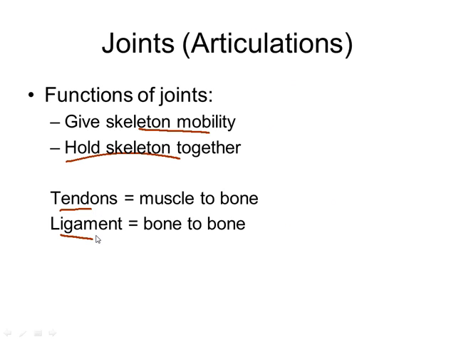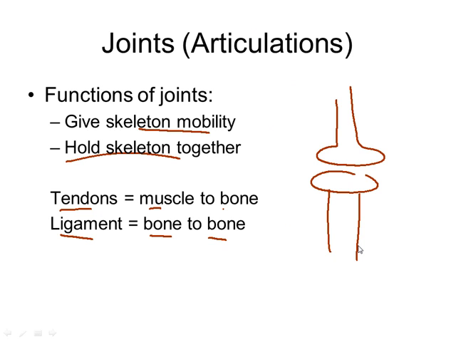Tendons connect muscle to bone. Ligaments connect bone to bone. So what do I mean by that? Let's pretend this is the knee joint. This is the femur. This is the tibia. So this is the knee. You've got these big things called quadriceps, basically the muscles on the top of your thigh. But they can't just be floating out in space. They actually have to attach to the bone. So the little attachment points that attach the muscle to the bone are tendons. But you also have pieces of connective tissue that connect the bones to each other, and those are the ligaments. So they're bone-to-bone connections.